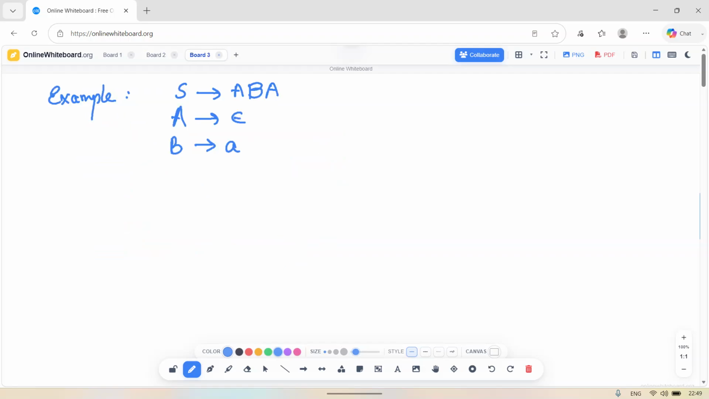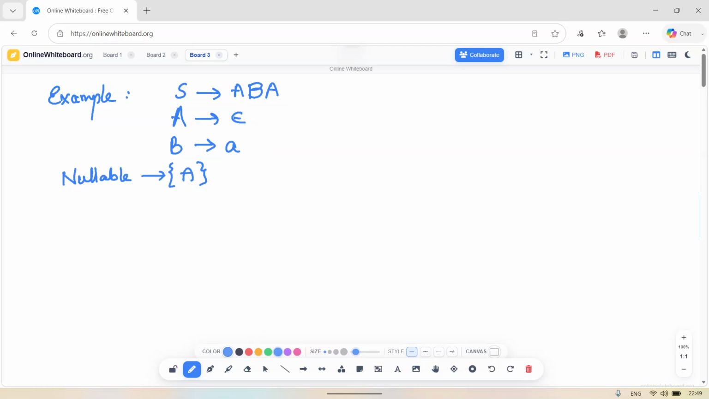Let's take an example to see how to eliminate epsilon production. These are the production rules given. S derives ABA, A derives epsilon, and B derives A. It is clearly stated that A is a nullable variable. This has been stated directly, nullable variable because A derives epsilon. Next, if you look at production rule B, there is no capital A or variable A, so B cannot derive epsilon. Neither can S derive epsilon.